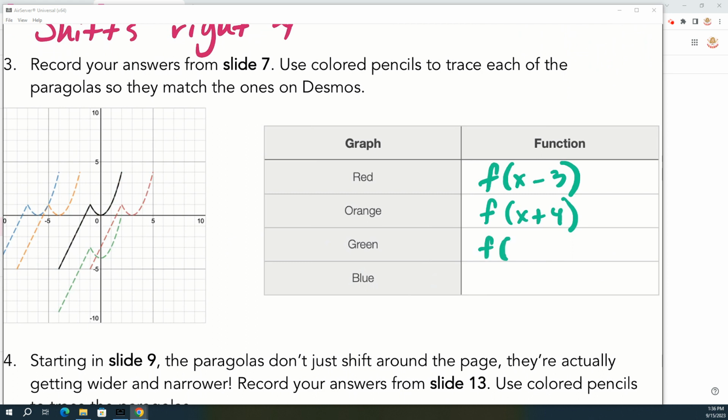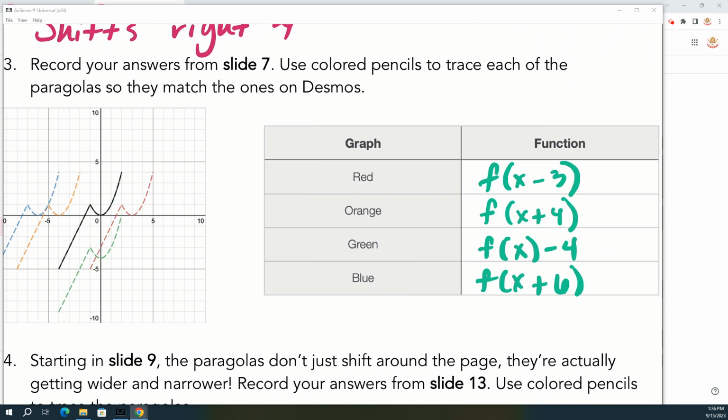And then the green, we want to go down. So whenever you need to shift down, you're going to have to subtract on the outside of the parentheses or outside of the brackets or outside of whatever. And then blue, we want to go left again, and so that's going to be adding.